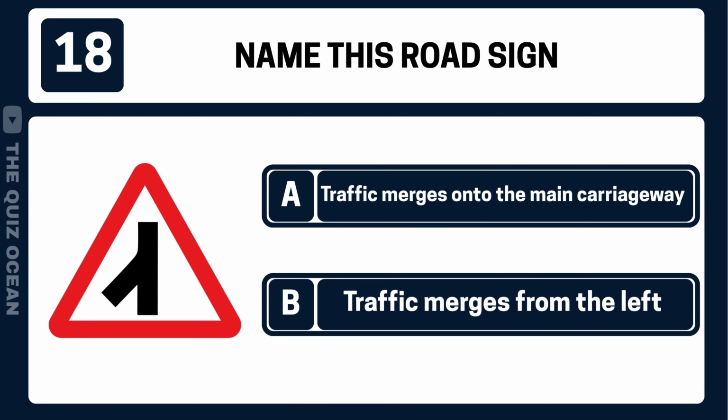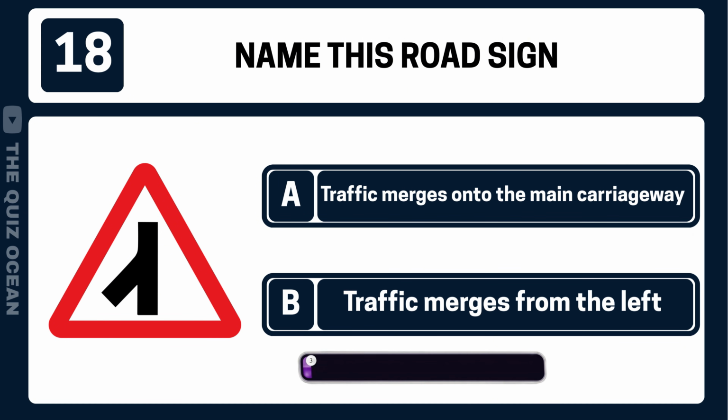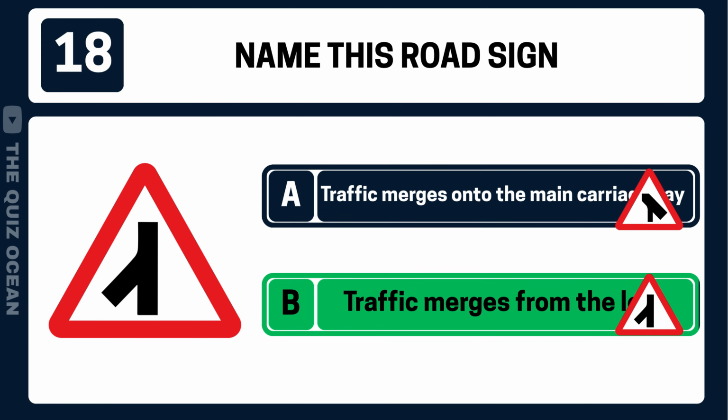Name this road sign. A. Traffic merges onto the main carriageway. B. Traffic merges from the left. Correct. This sign shows traffic merging from the left.